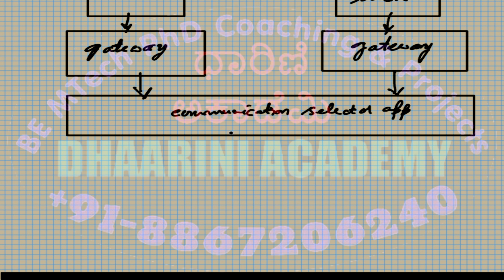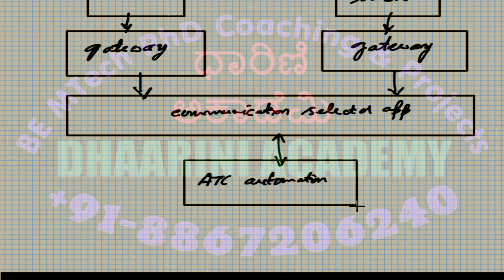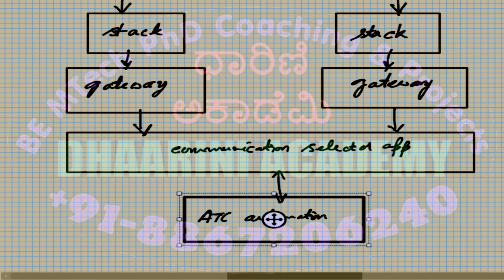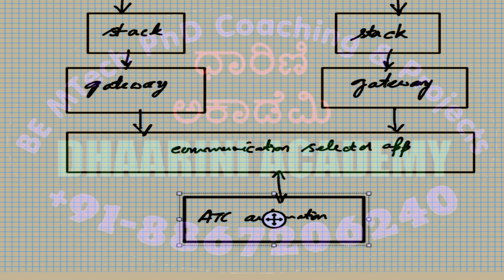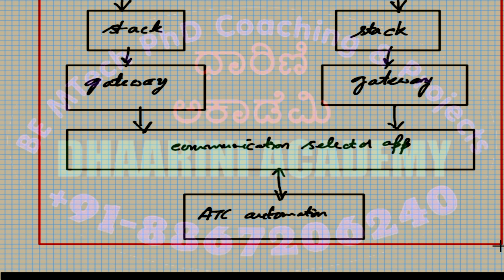So here this is actually connected to, it's actually two-way, the ATC automation. That process will also run simultaneously. So it is connected to that. Now, this whole part, what we see now, is actually the ATC. Change the color. So this is, other than this, everything is in the aircrafts, but this is the ATC part.